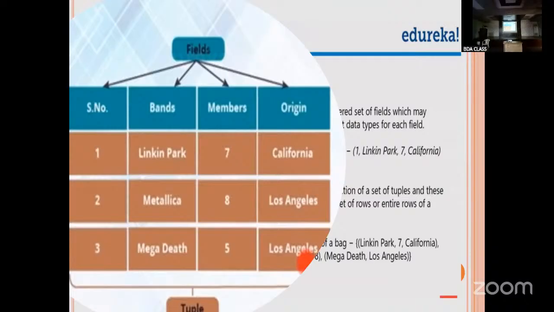You know what are attributes? Define an attribute. Attribute means what? The details about a particular person or a particular entity. Clear? So the serial number 1, his band, number of members there, from where they have given this message, right? And their origin.